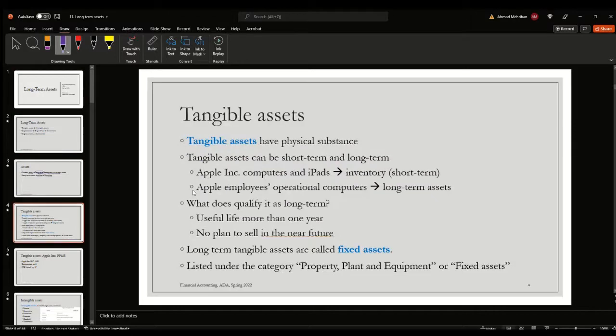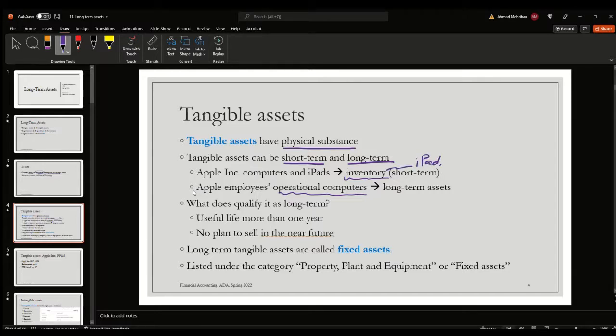Tangible assets in general have an essence, so they have physical substance. They are the computers, the things that we use physically, and we are already familiar with many examples of those. Tangible assets can be both short-term and long-term. The short-term will be inventories, and long-term will be, for example, operational computers, meaning the computers that are not sold by Apple, but those that are used in the company to make those sales, to make the company work, and so on. From the inventory, that could be, for example, iPads, the ones that they use for sale.